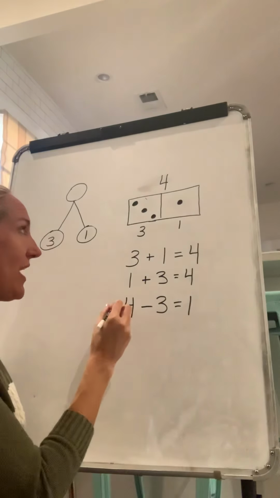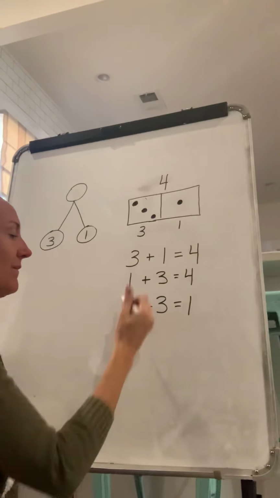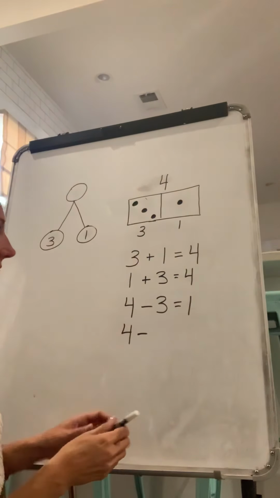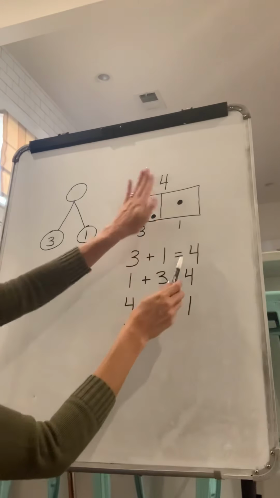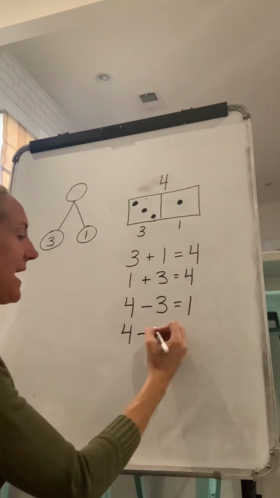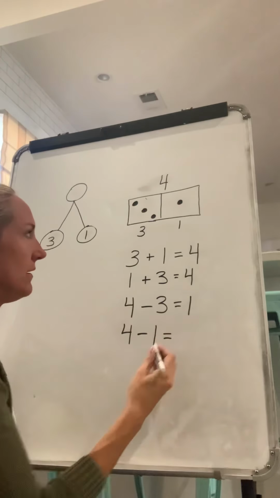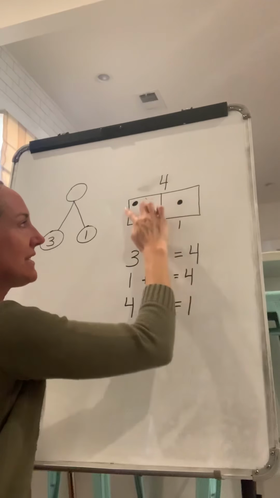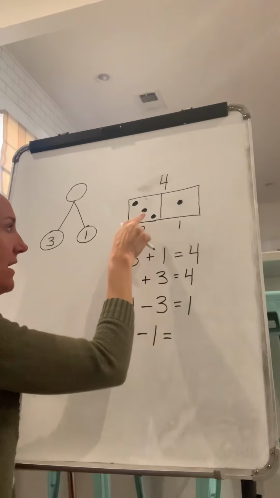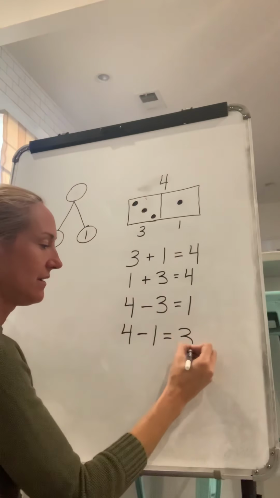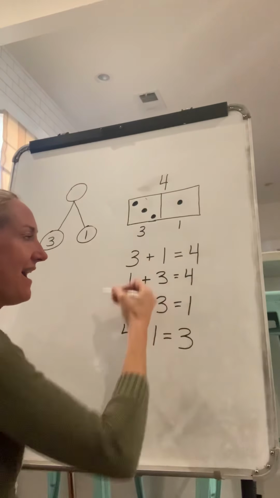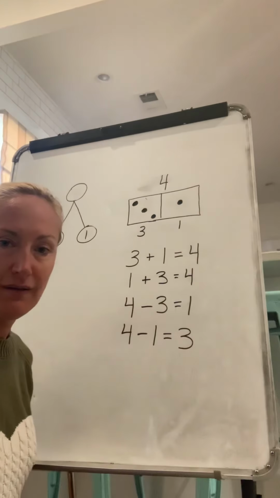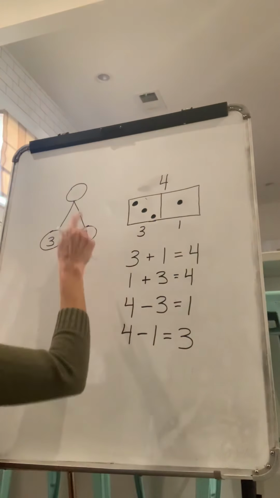Okay, well, we're gonna do one more subtraction problem. So let's, subtraction, we always start with the biggest number, but this time we're gonna take away minus this side first. So we're gonna take away the 1, minus 1. Okay, what is 4 minus 1? What's left? 1, 2, 3. This is a fact family for 3 and 1 and 4. Okay. 3 plus 1 is 4.